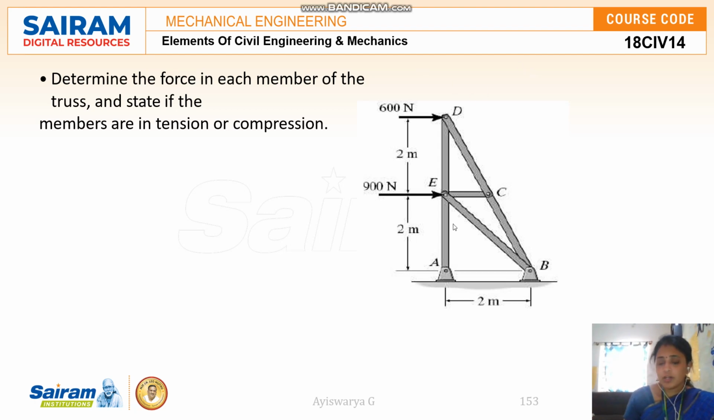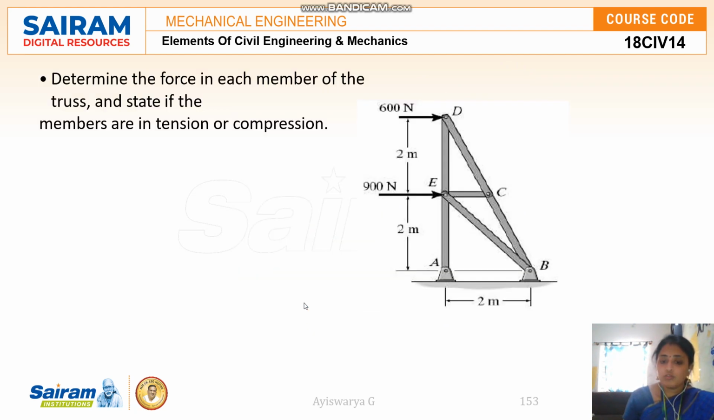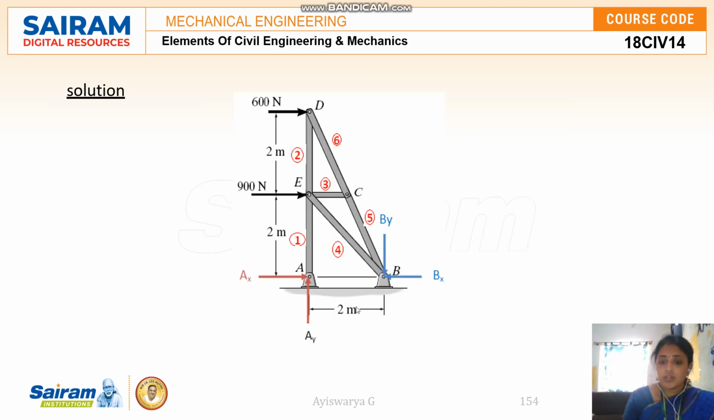So there is a small truss. This truss comprises joints, and the forces are applied at the joints. What you have to do is first find the reactions. Here you can see that both are hinged supports.